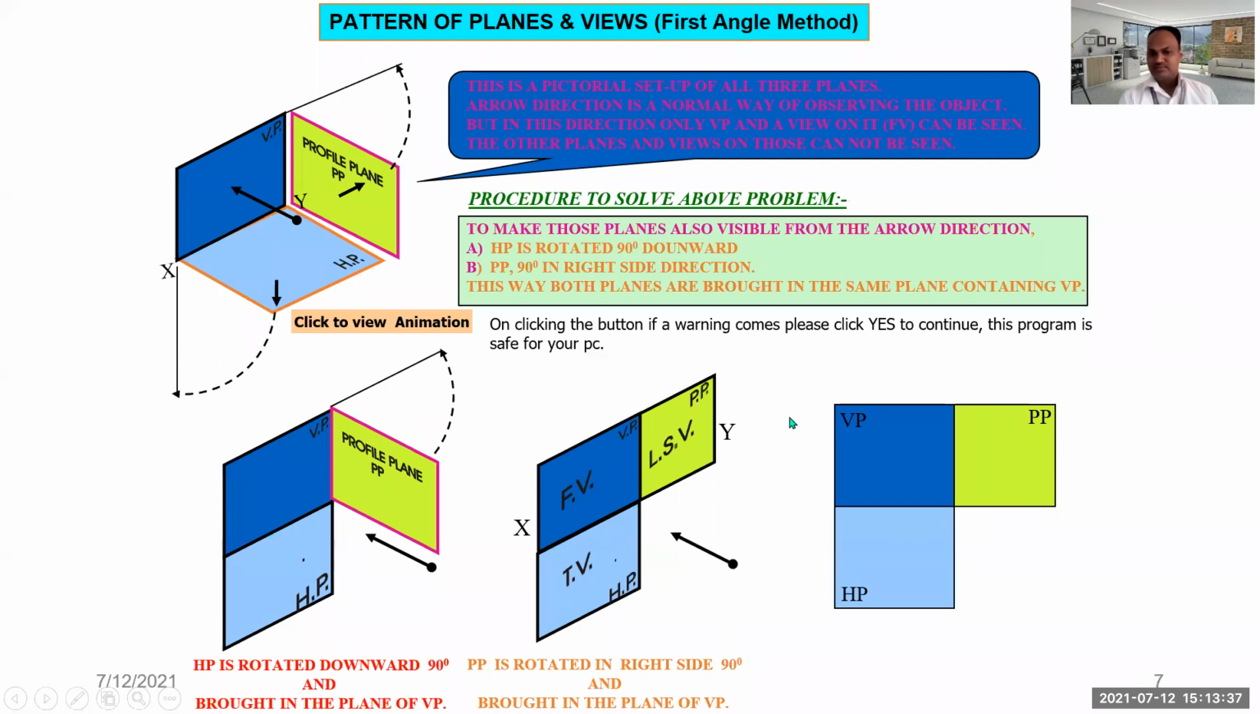So your vertical plane will carry the front view. The right hand side plane will carry the left hand side view, and the horizontal plane will carry the top view. We are going to see one by one, because we have 28 or 30 examples. So I'm going to show you how it has been drawn. So don't worry again.